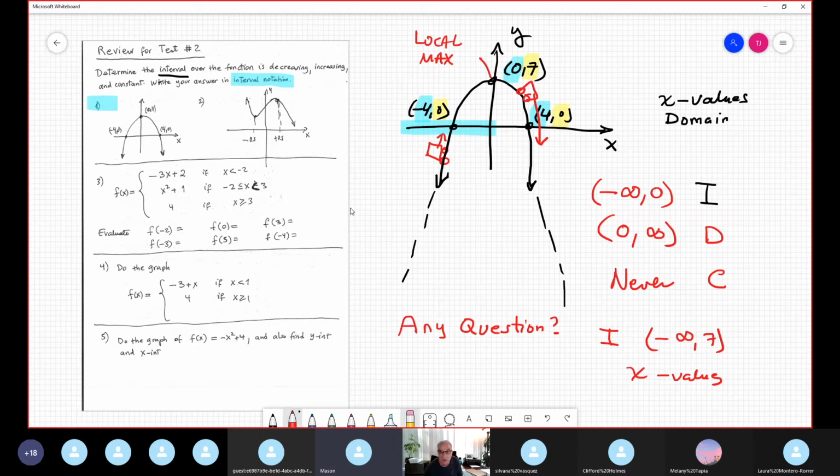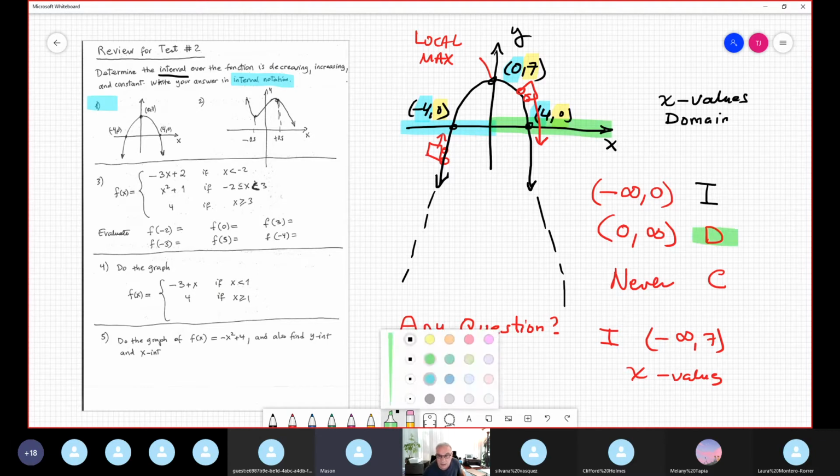And decreasing, when you move from left to right in the x direction, the y value decreases. O sea, the value is less than. So suppose I go from 7 to 4 or to -4. Decreasing. Now let me highlight the decreasing interval in green color, this interval. Decreasing green, increasing blue. Constant, never, in that function.